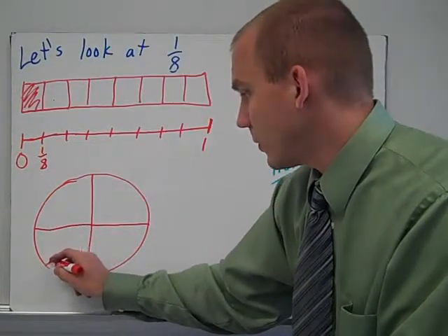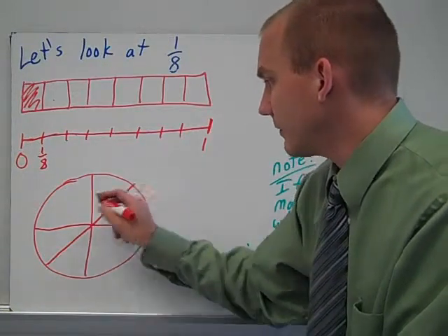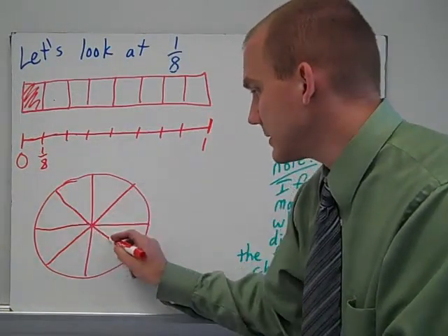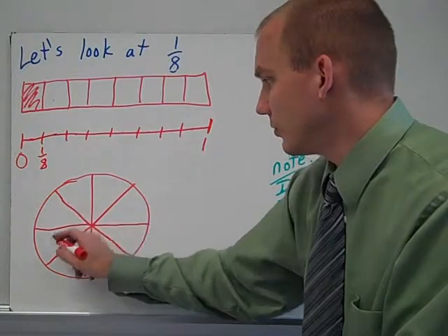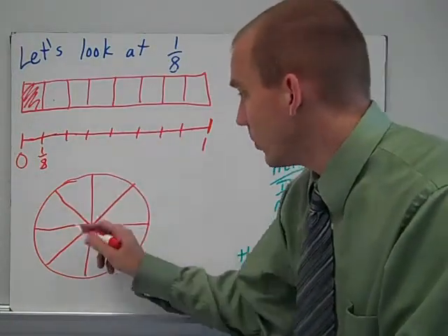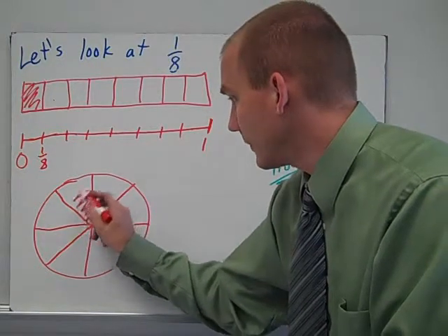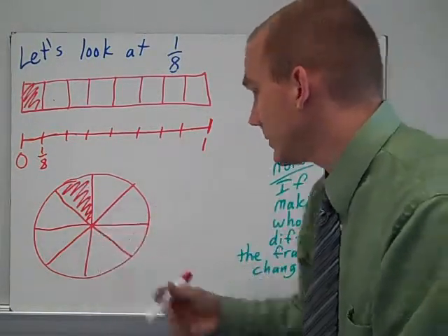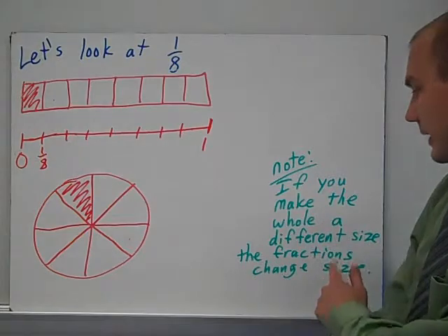But if I take each fourth and split it in half, which is 2 lines, now I have 1, 2, 3, 4, 5, 6, 7, 8 equal parts. And to show 1/8, I just have to color in any one of them. Now I have 1/8.